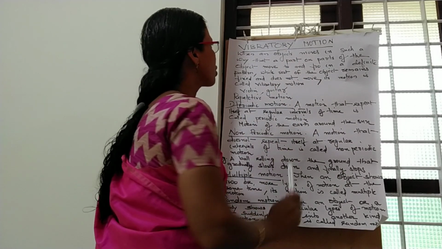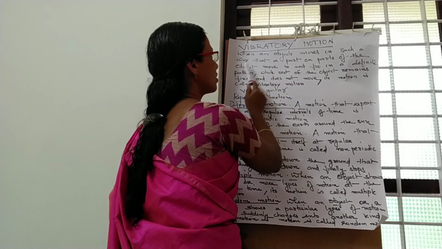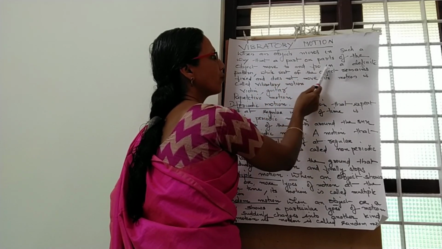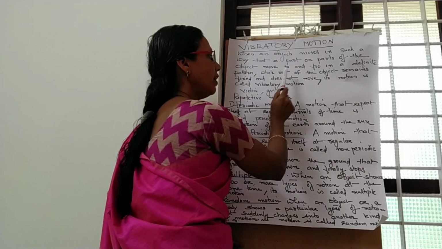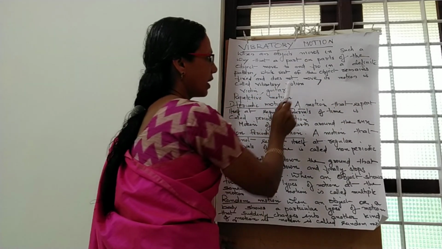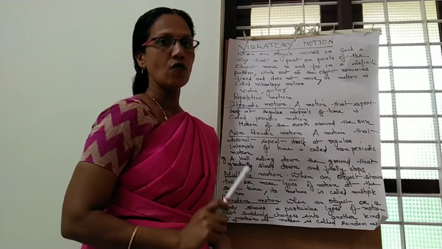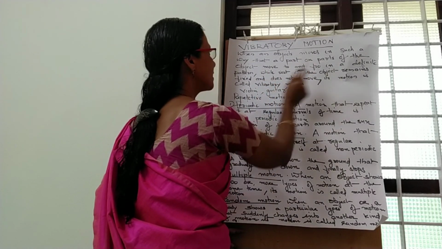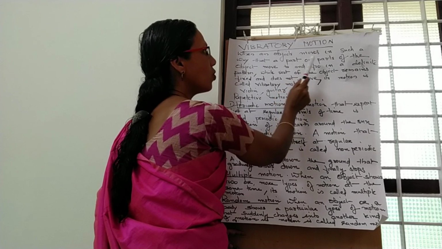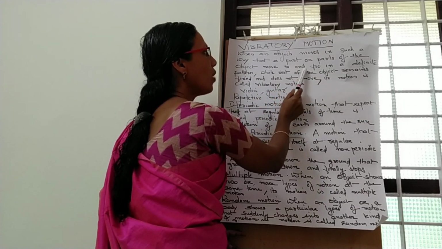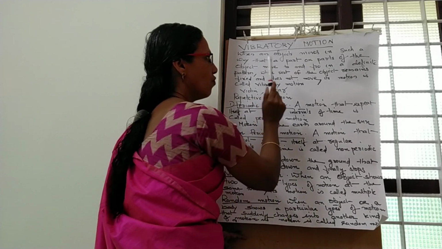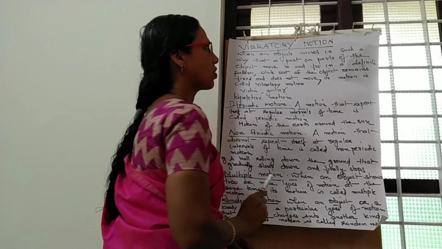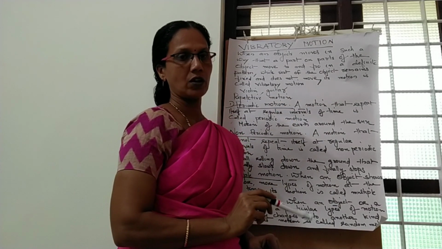What is vibratory motion? When an object moves in such a way that a part or parts of the object move to and fro in a definite pattern while the rest of the object remains fixed and does not move, its motion is called vibratory motion.